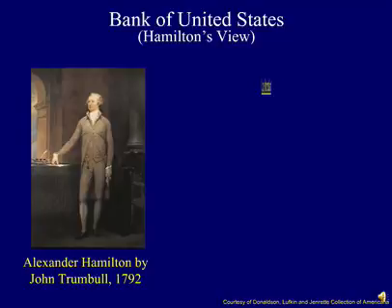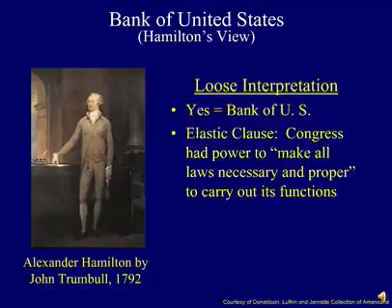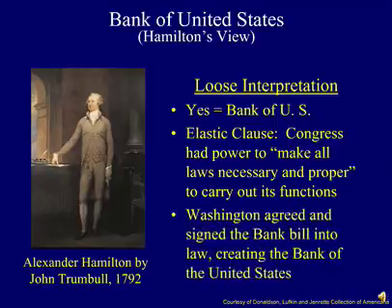Hamilton countered with a different argument by offering a loose interpretation of the Constitution. He argued the Bank of the United States should be allowed because of the Constitution's Necessary and Proper Clause, or the Elastic Clause, which allowed Congress to make all laws which shall be necessary and proper to carry out its functions. Washington agreed with Hamilton and signed legislation creating the Bank of the United States, granting the bank a charter for 20 years.